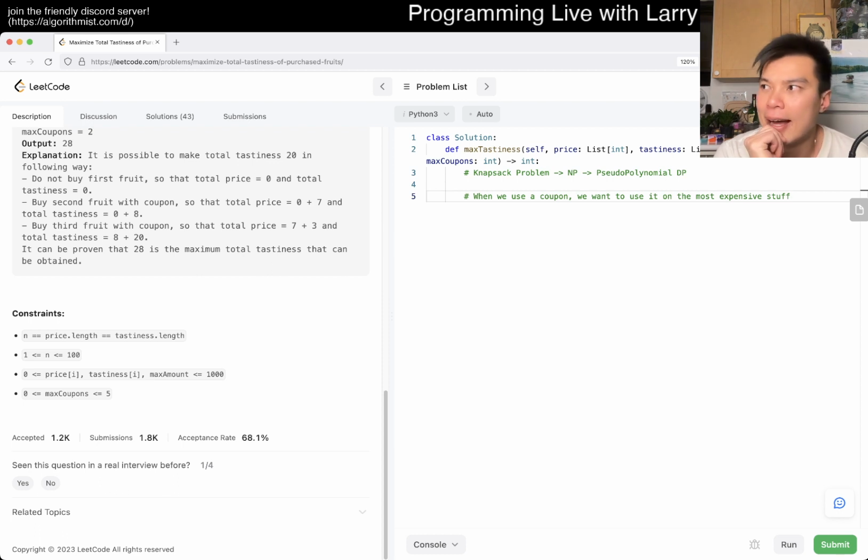So that means that, is that true actually? I don't know. Well, if we actually buy something, then we would use it on the price, but you don't have to use it on the most expensive stuff of the stuff that we purchase, I guess.